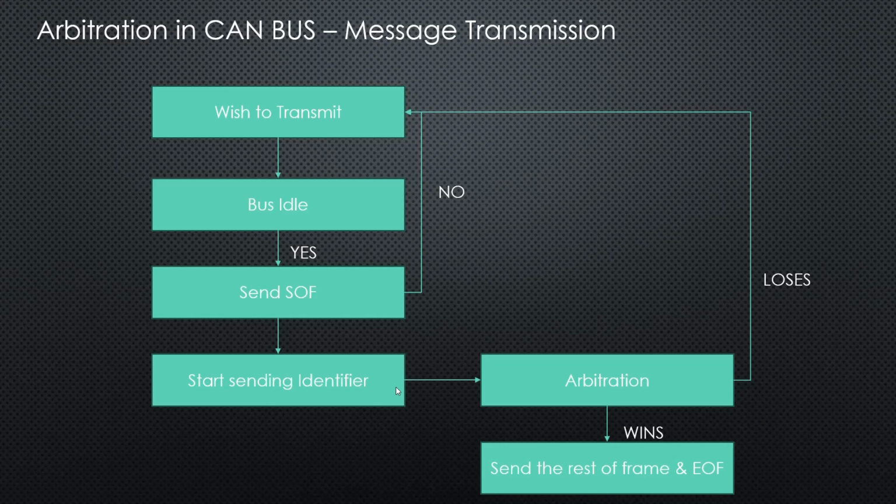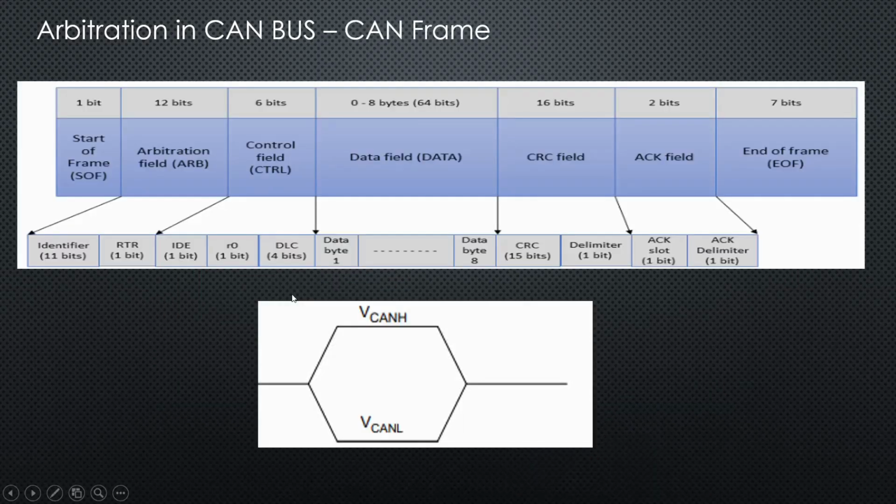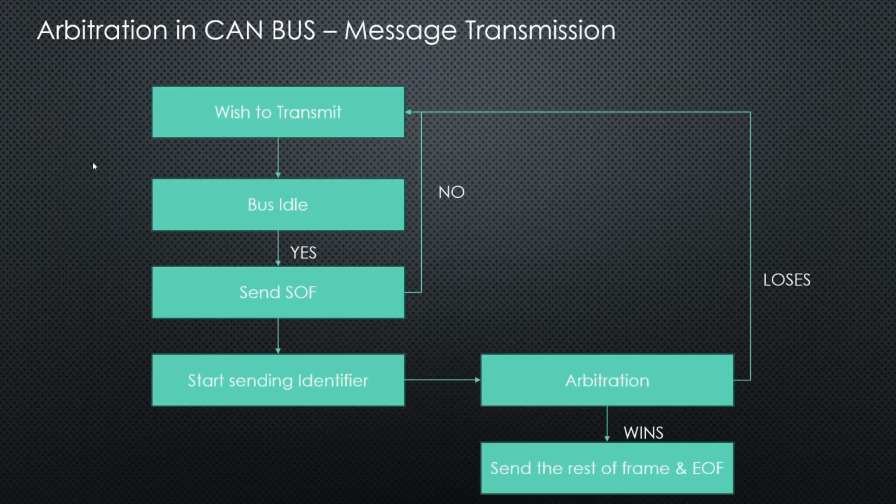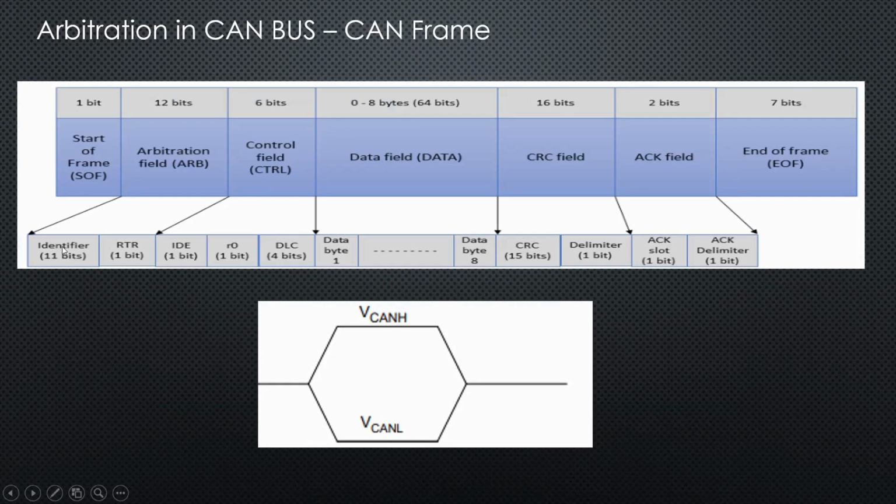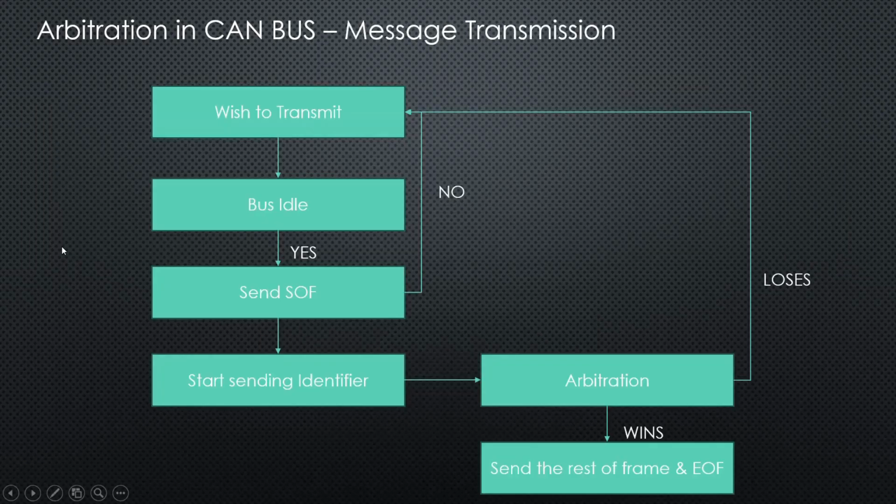Typically, for any node or any ECU to send its PDU, it has to wait for the CAN bus to become idle. Only when the CAN bus is idle can it start sending the SOF, as we discussed. The start of frame is always one bit, always a dominant bit, so that means it's a logic 0. Once this SOF is sent, the node starts sending its identifier, which is an 11-bit identifier for a standard CAN frame.